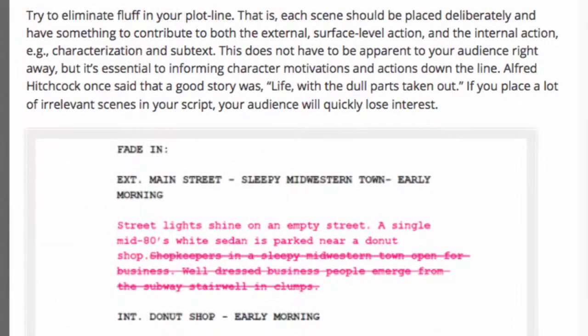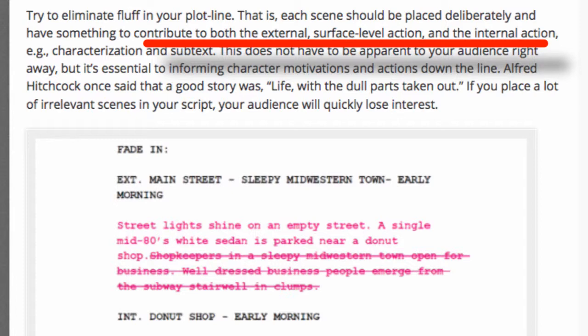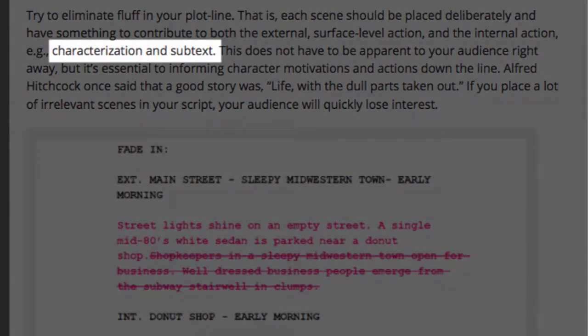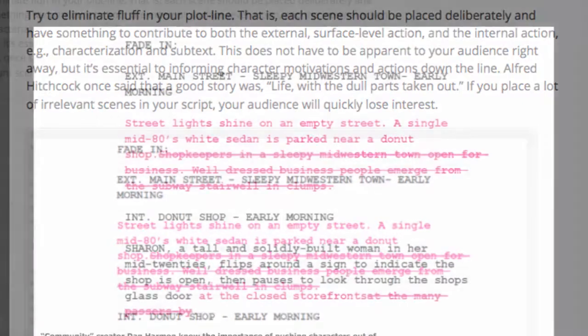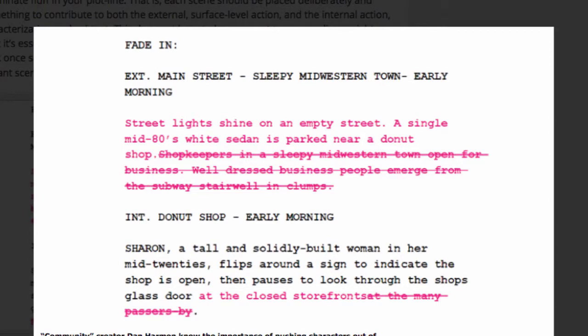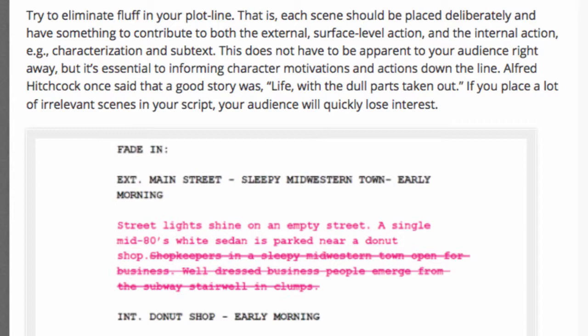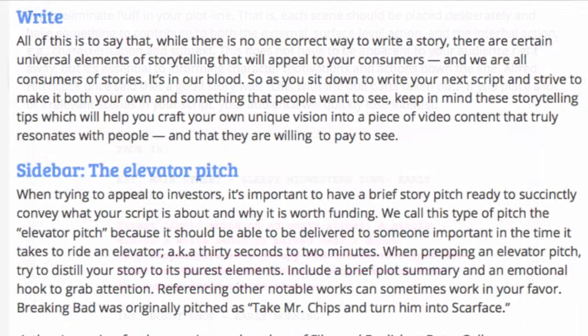Try to eliminate fluff in your plotline. That is, each scene should be placed deliberately and have something to contribute to both external surface level action and internal action, for example, characterization and subtext. This does not have to be apparent to your audience right away, but it's essential to informing character motivations and actions down the line. Alfred Hitchcock once said that a good story was life with the dull parts taken out. If you place a lot of irrelevant scenes in your script, your audience will quickly lose interest.